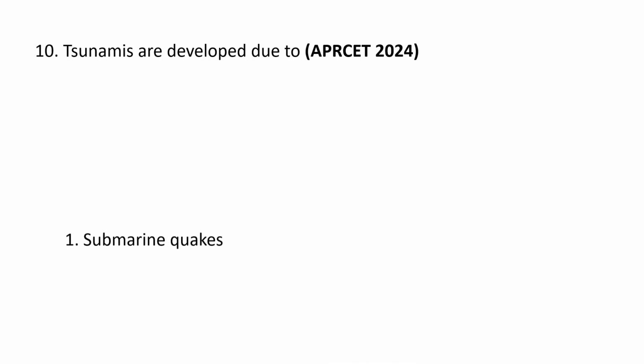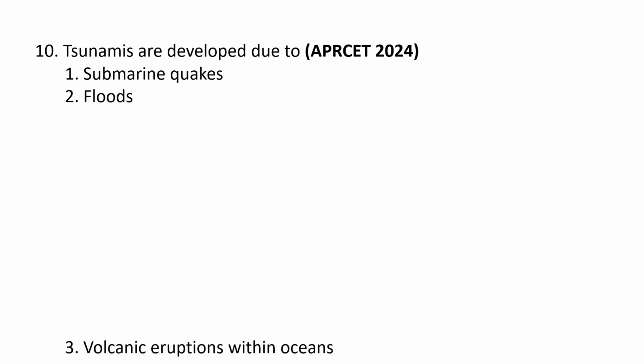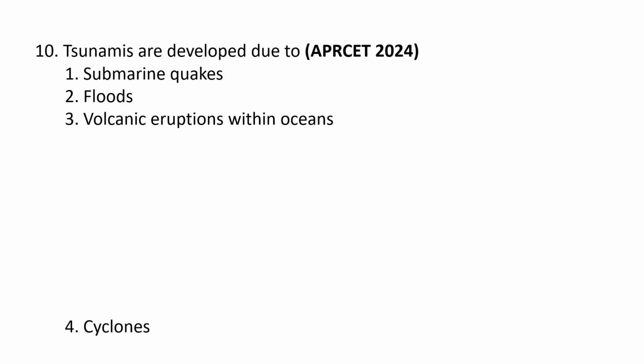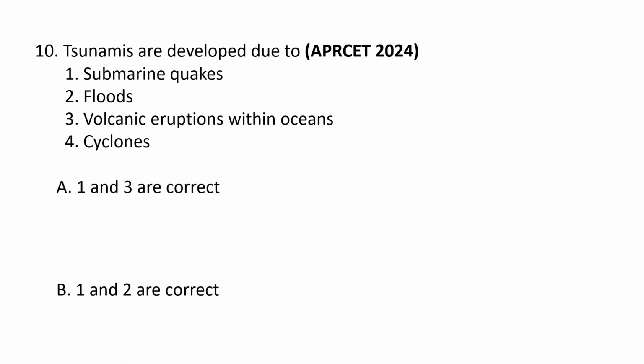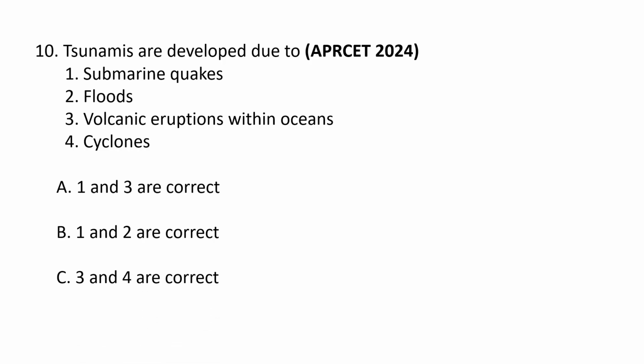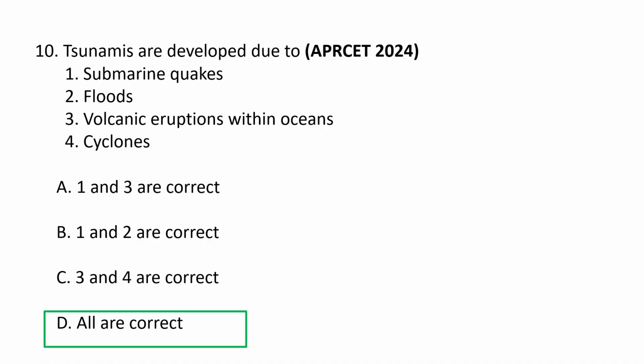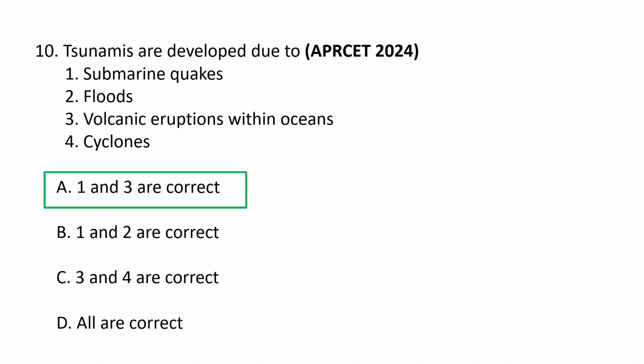Next question. Tsunamis are developed due to 1. Submarine quakes, 2. Floods, 3. Volcanic eruptions within the oceans, and 4. Cyclones. The choices are A. 1 and 3 are correct, B. 1 and 2 are correct, C. 3 and 4 are correct, and D. All are correct. The correct option is A, 1 and 3 are correct. So tsunamis are developed due to submarine quakes and volcanic eruptions within the oceans.